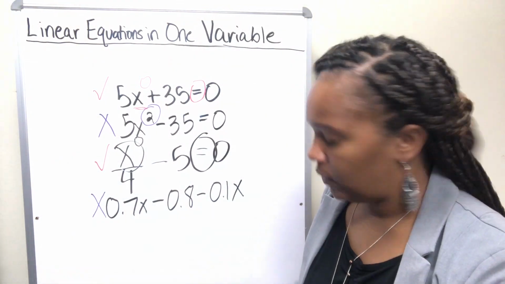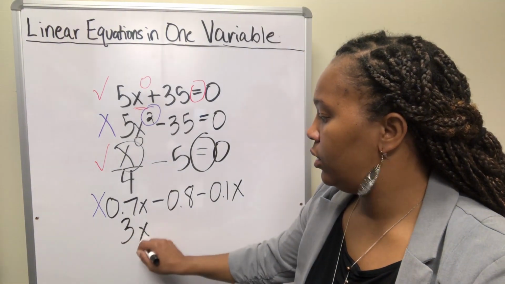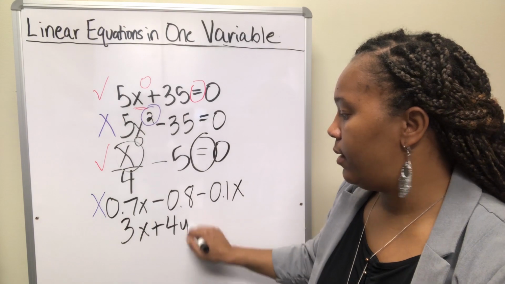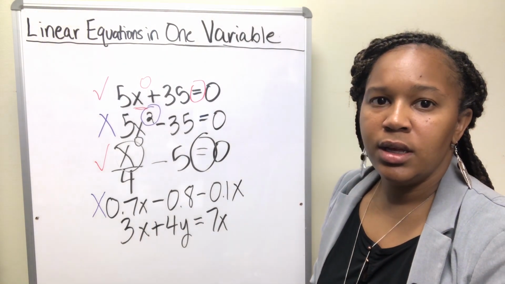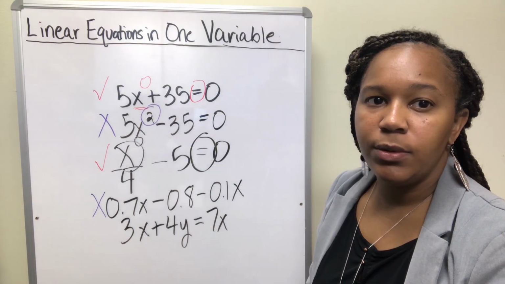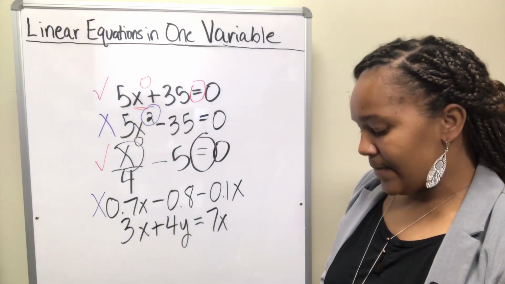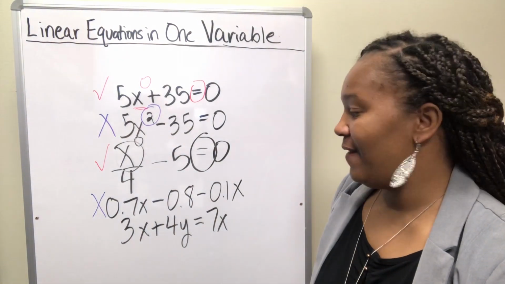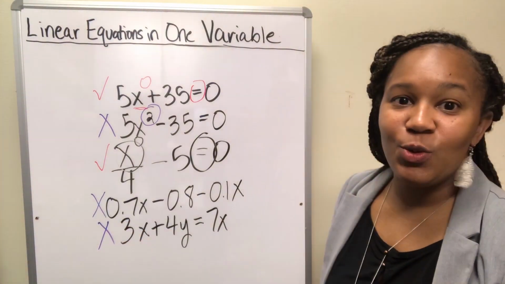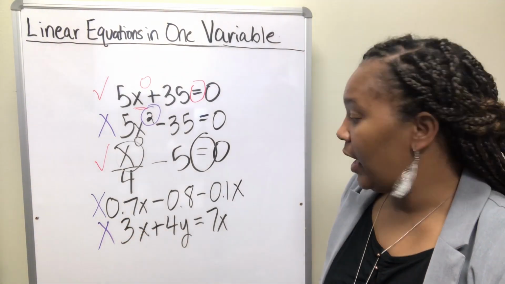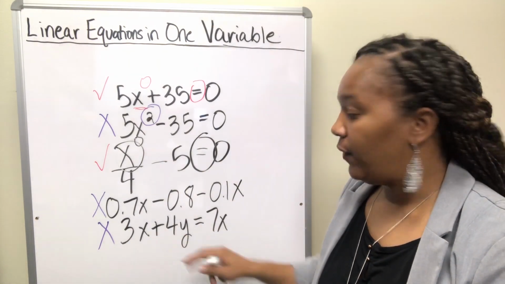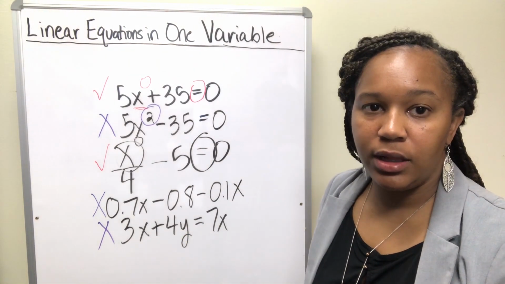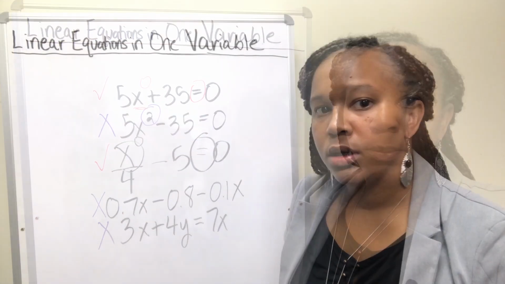All right, and one last one, let's see. 3x plus 4y equal 7x. Is that a linear equation in one variable? If you said no, then you are correct. This one has an equal sign, but it has two variables, x and y. So if it has two variables, it cannot be a linear equation in one variable.